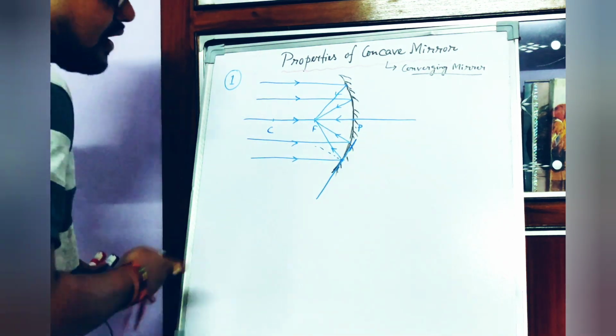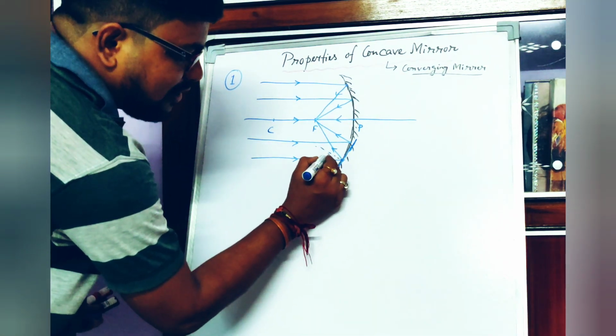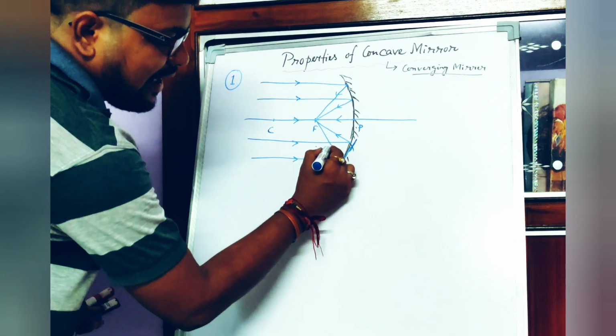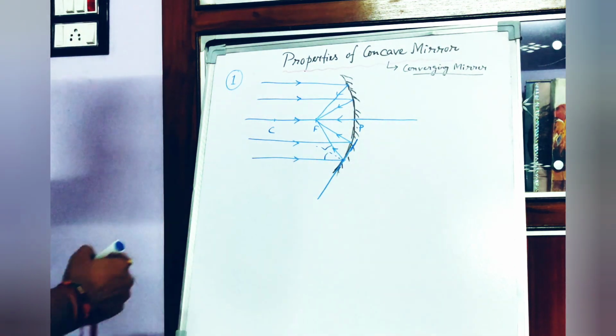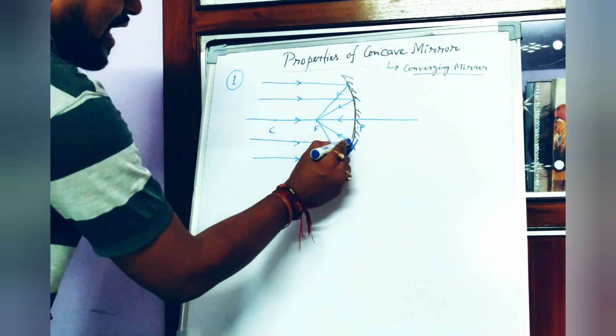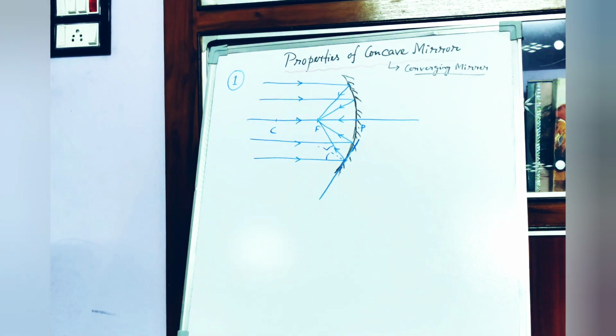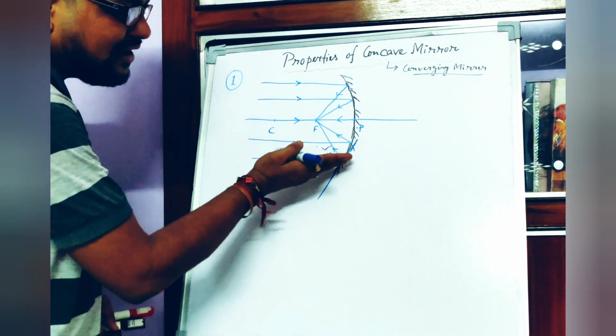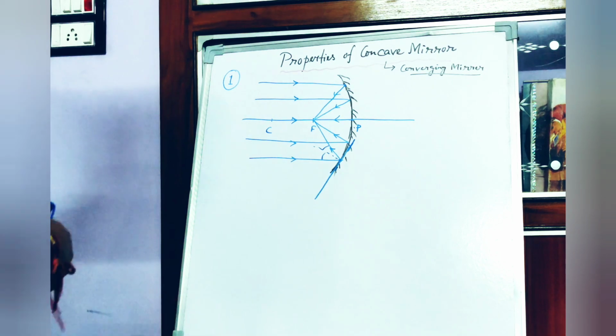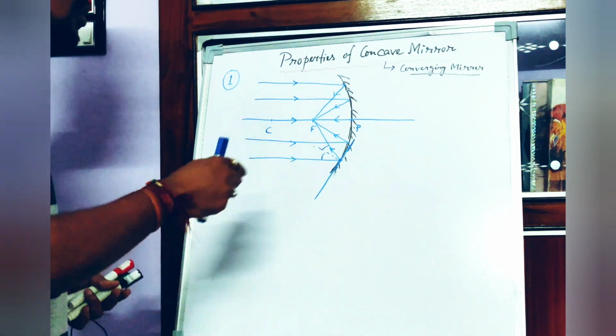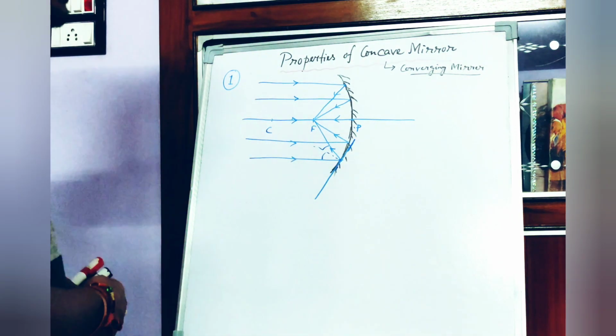You can see the incident ray and the normal make angle I over here, and angle R is over here. So I and R are equal. At each and every point of incidence, angle I and angle R are equal. That means the first law of reflection is satisfied, and the incident ray, reflected ray and normal all lie in the same plane. So these are the two laws followed by a concave mirror, right?